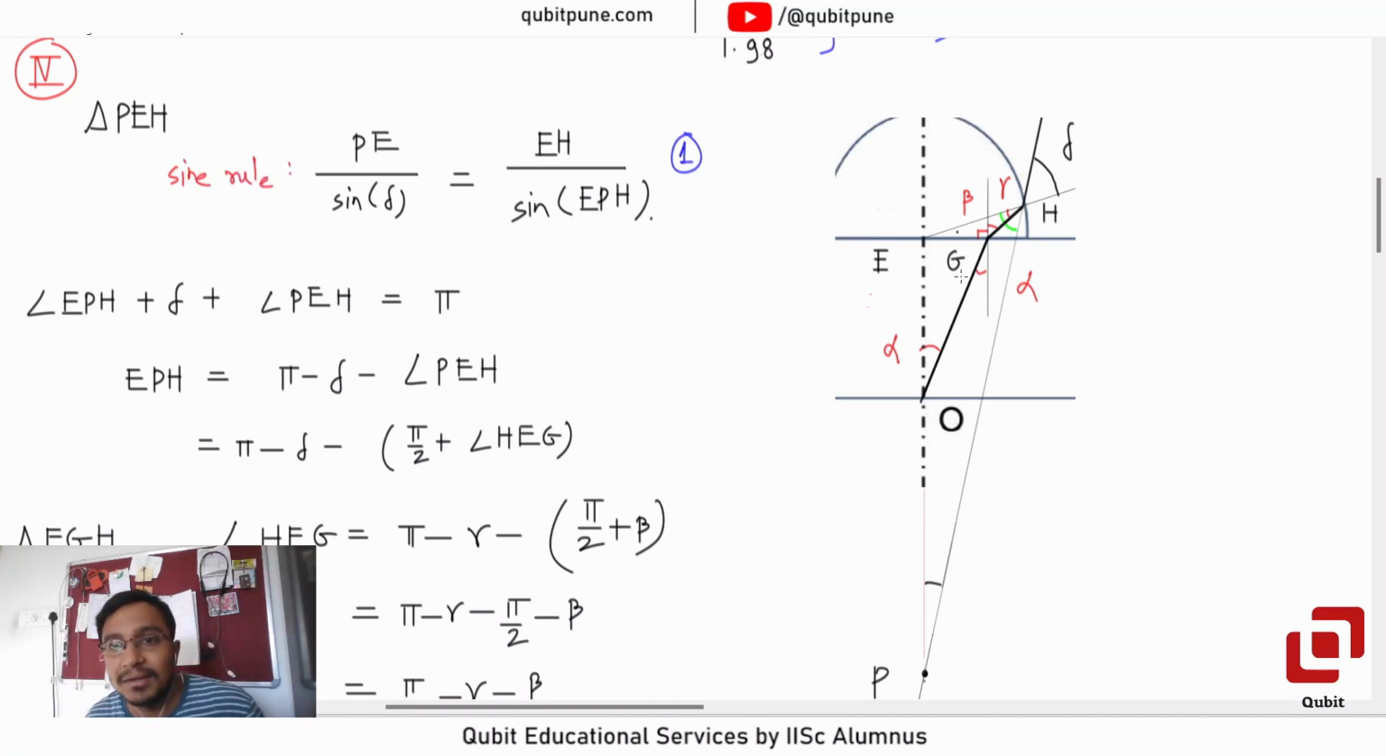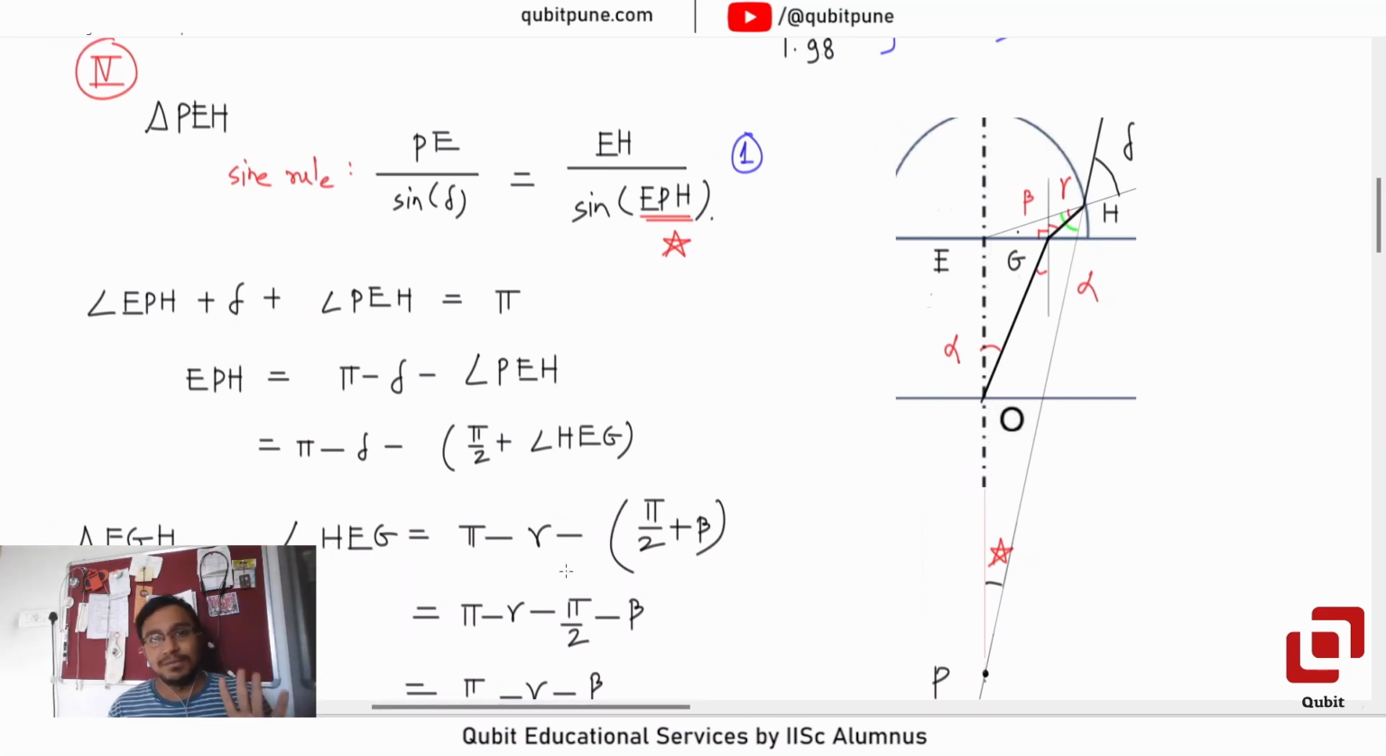PE by sine delta is equal to EH upon sine angle EPH. I consider this angle EPH because EH is actually the radius. Then we consider the fact that the sum of all angles of a triangle is 180 degrees or pi radians. So EPH plus PHE, that is delta, plus PEH is equal to pi.